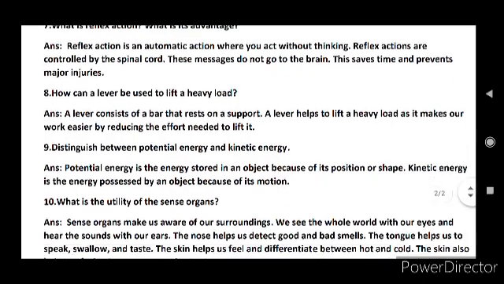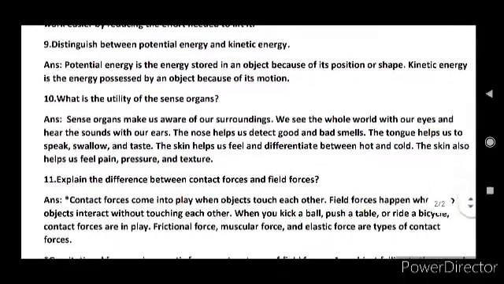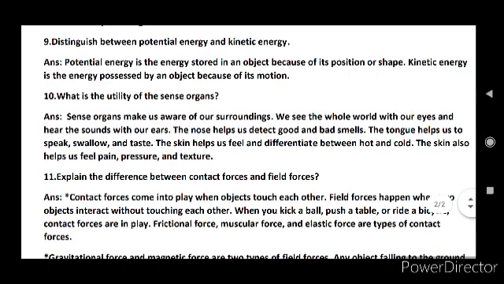Next, the ninth question: distinguish between potential energy and kinetic energy. Potential energy is the energy stored in an object because of its position or shape. Kinetic energy is the energy possessed by an object because of its motion.